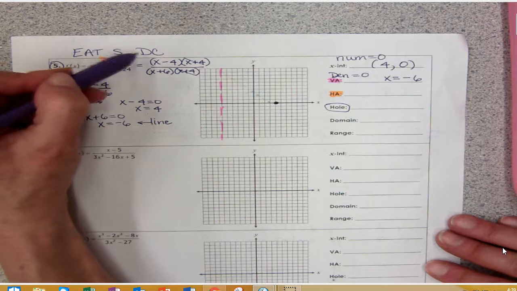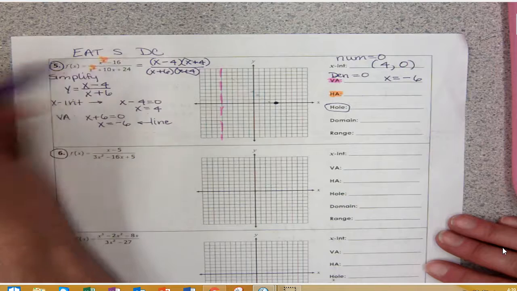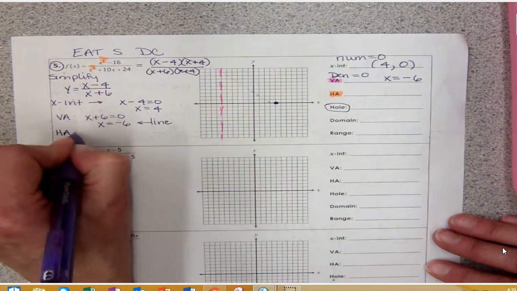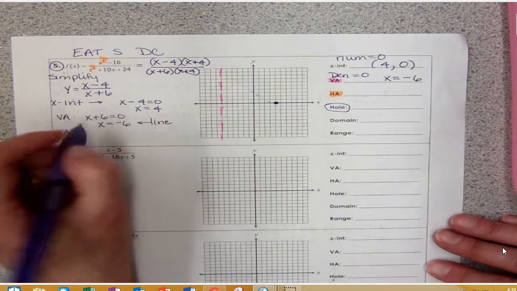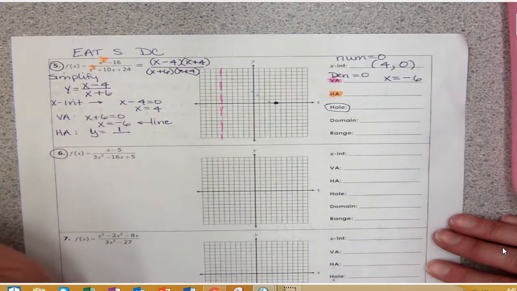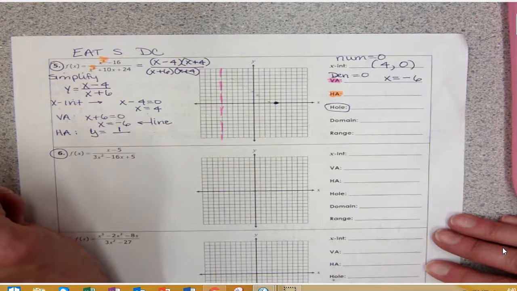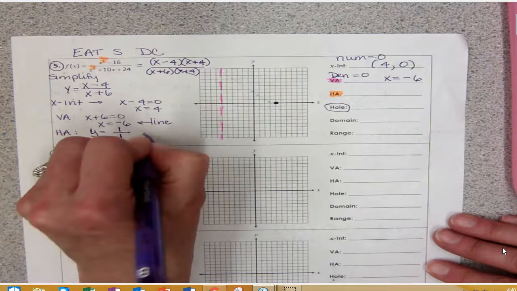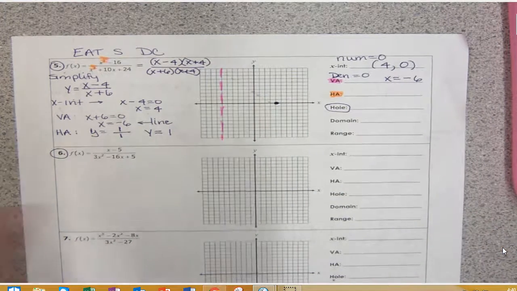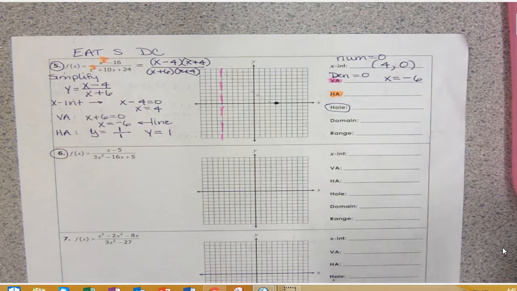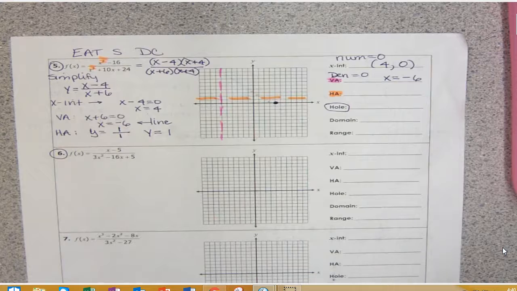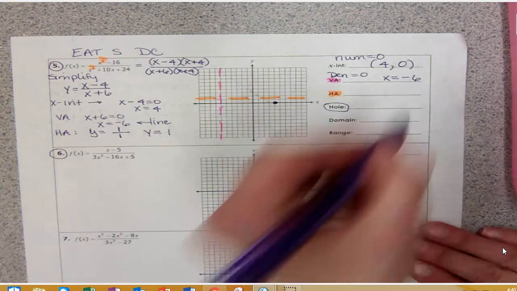Exponents are the same, so we're going to divide the coefficients. The coefficient of x squared in the numerator is 1, and the coefficient of x squared in the denominator is also 1. So we're going to end up with an asymptote of y equals 1. When I graph that, it's going to look like this. Alright, so now it's kind of taking shape.